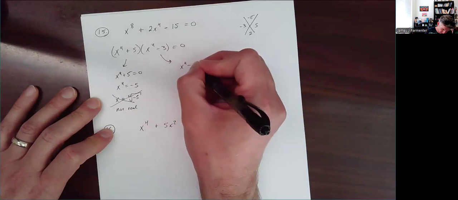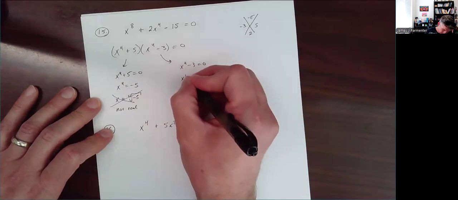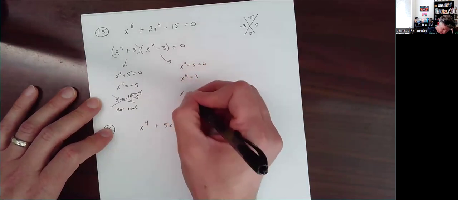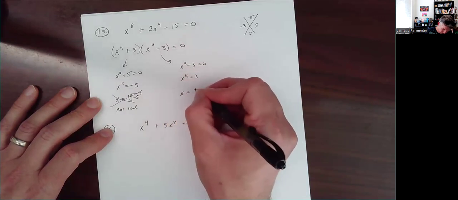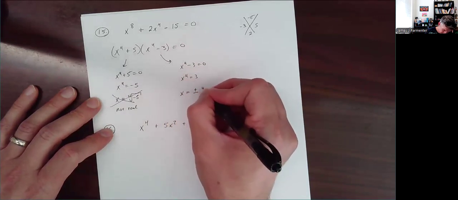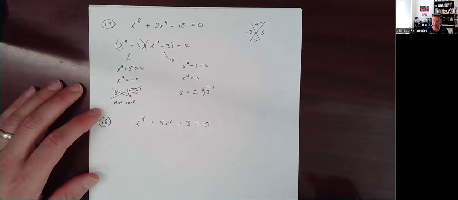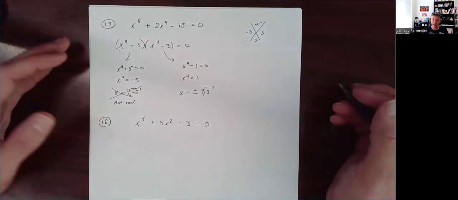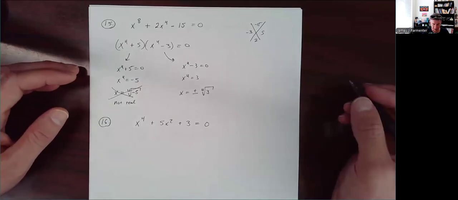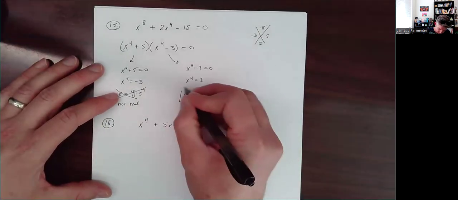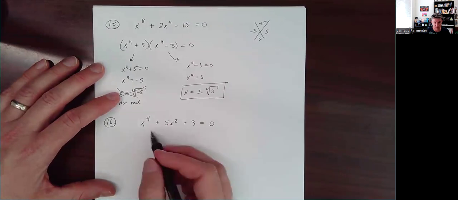Over here, on the other hand, we will get something that's real. x to the 4th minus 3 equals 0. x to the 4th equals +3. x is equal to plus or minus the 4th root of 3. Right? Because whether it's positive or negative, if you raise it to the 4th power, it's going to end up being positive. So we get two solutions here. Well, let's do this one as well.